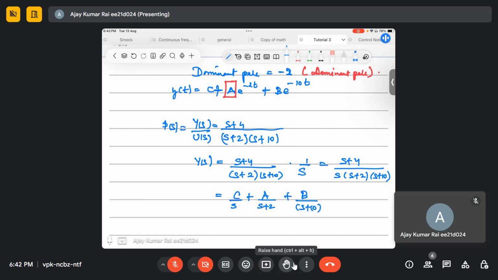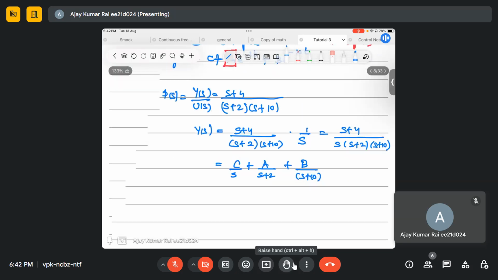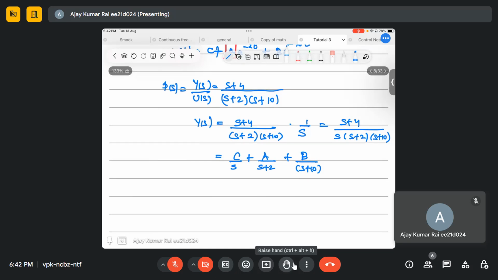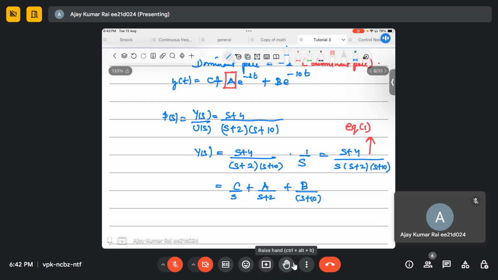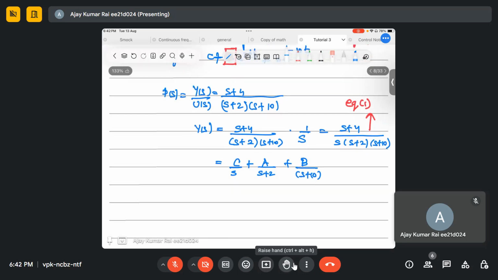So let's find out the coefficients here. Let me call this equation 1. What do you do to find c? Multiply by s and put s equal to 0. So what you will get? Let me write c. It will be 4 by 2 into 10, which is 2 by 10.